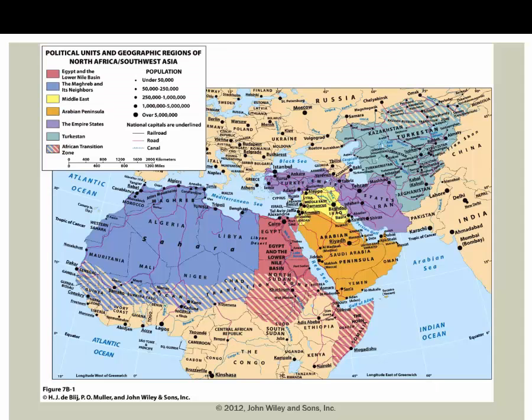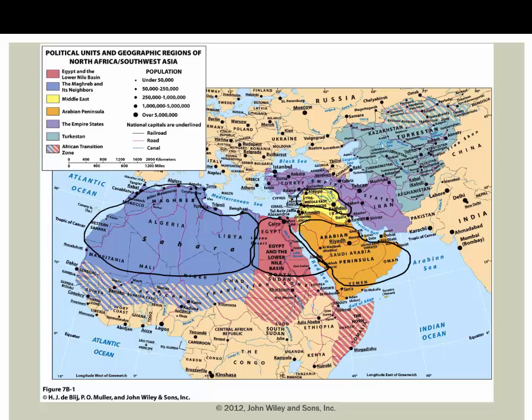Next, let's look at the regions in the Naswa realm. We have Egypt and the lower Nile basin delineated by my pen and in red on the map. We have the Maghreb and its neighbors, seen in purple and delineated by my pen. Then we have the Middle East, which is this smallish area in yellow, which I'm drawing a circle around. Next we have the Arabian Peninsula in orange, and I'm drawing a circle around that with my pen.